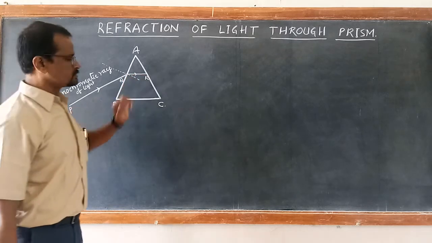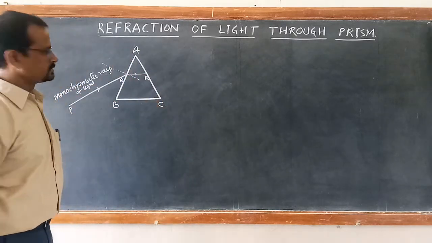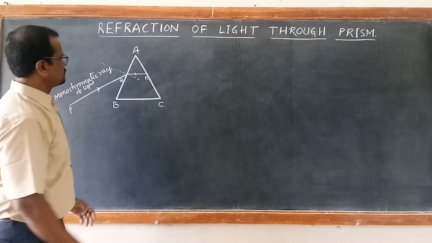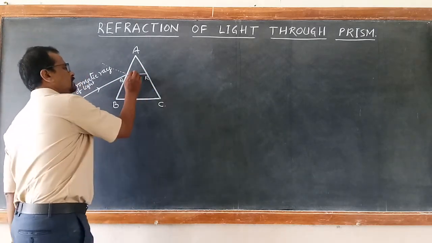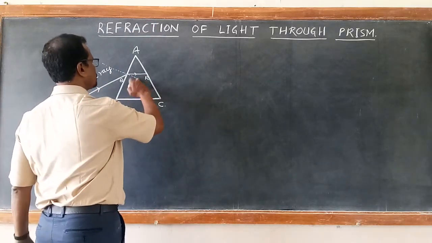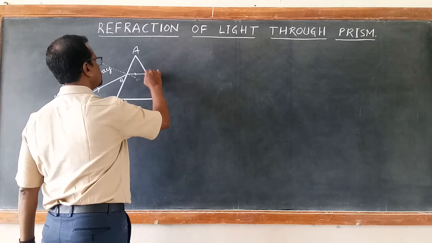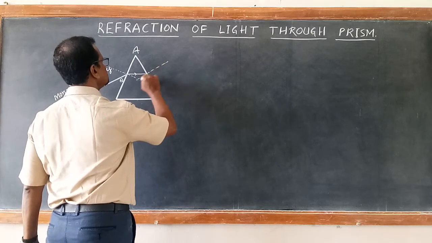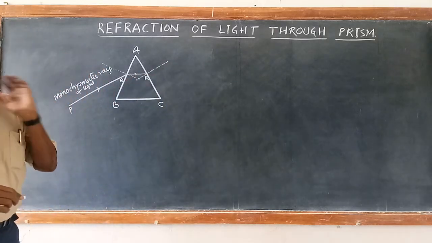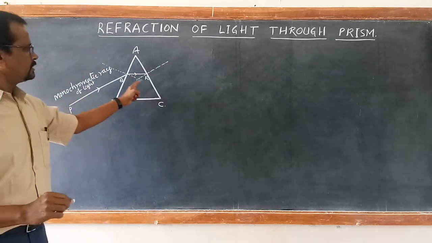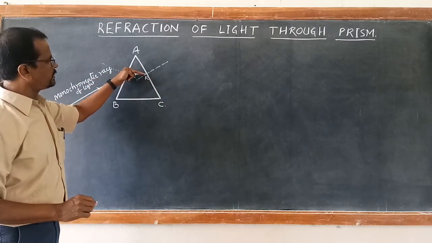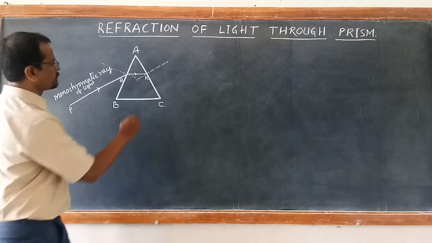Now what happens when it comes on the other face? See here, this is one face, this is the other face. When it reaches here, the ray of light is entering from glass into air. So we draw one more normal here, normal to this face. When the ray enters from denser into rarer medium, it bends away from the normal. Here it bends towards the normal, and here when it is emerging out, it is bending away from the normal.